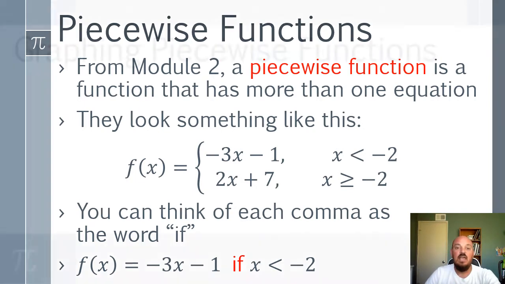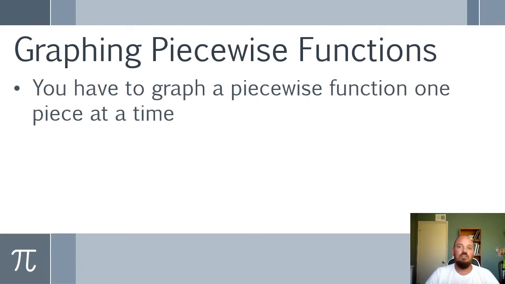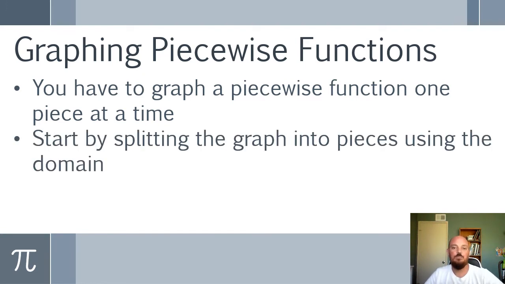What we're going to do today is talk about how to graph a piecewise function. Now, the number one rule for graphing a piecewise function is you have to graph each piece separately. If there are 2 equations, you're going to do 2 graphs. If there are 3 equations, you're going to do 3. If there were a piecewise function with 10 equations, which would be a hard one, you would have to do 10 different graphs. There are no shortcuts; you have to do each piece separately.